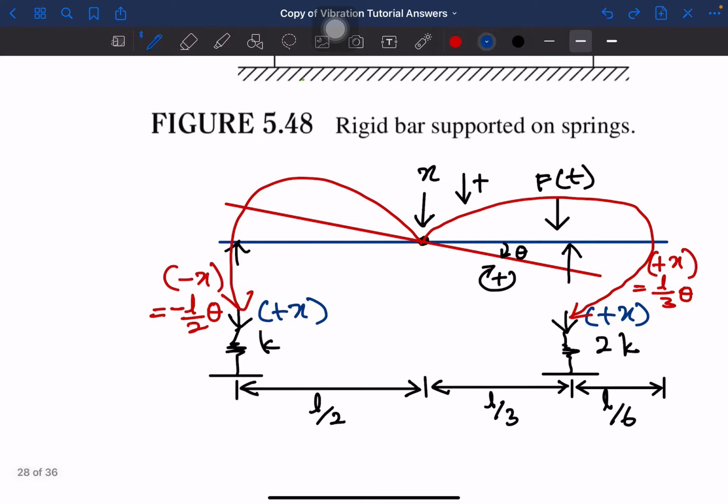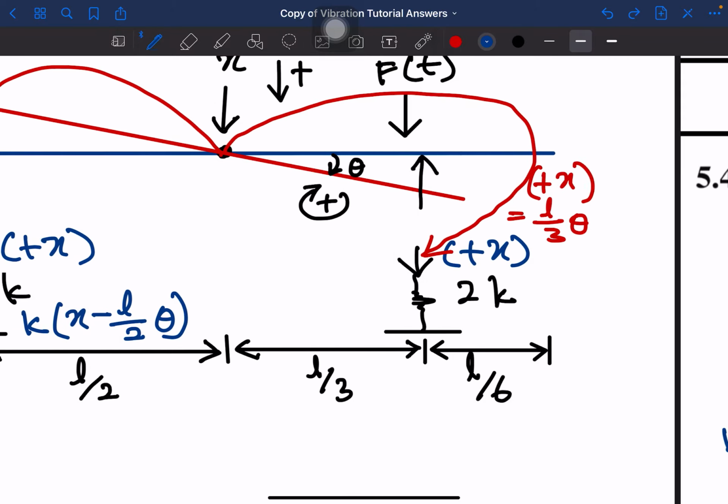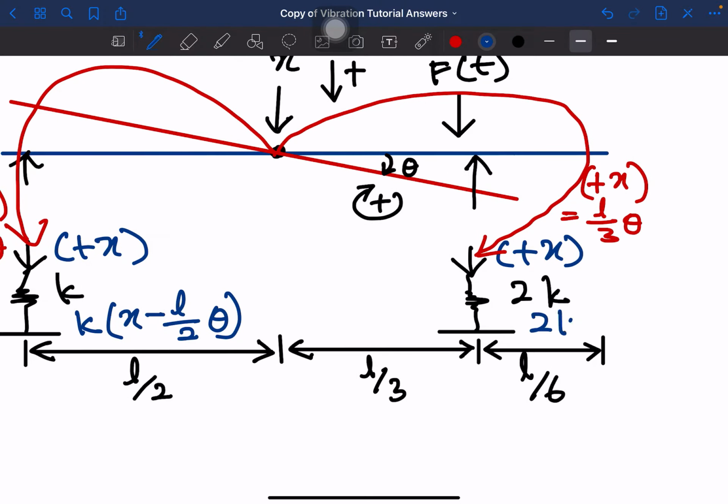Alright, now, since we've already taken out the relative displacements, now we can know what their forces are. So the force for K now is, the relative displacement for K is x, the one in blue, added with the one in red. So x minus L over 2 theta. Alright. So that's your force for the first spring. Next, find the force for the second spring. The spring is 2k. X plus L over 3 theta. This will be the force for the second spring.